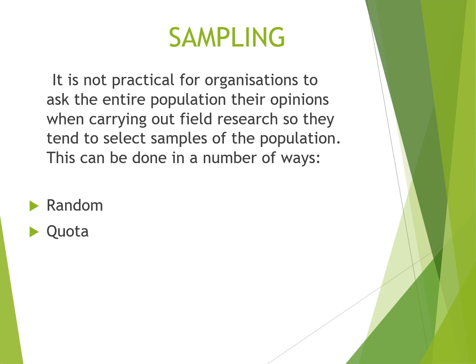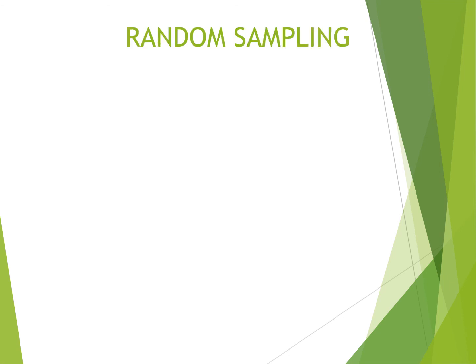So on to the last couple of slides here, and sampling is something that's carried out by organisations because when they're carrying out field research, they can't possibly survey or interview everybody. So what they have to do is find a way of selecting samples of the population to do this. And this can be done in a number of ways. Now, for higher, we only have to know about 2 different ways of doing this, and these are called random sampling and quota sampling.